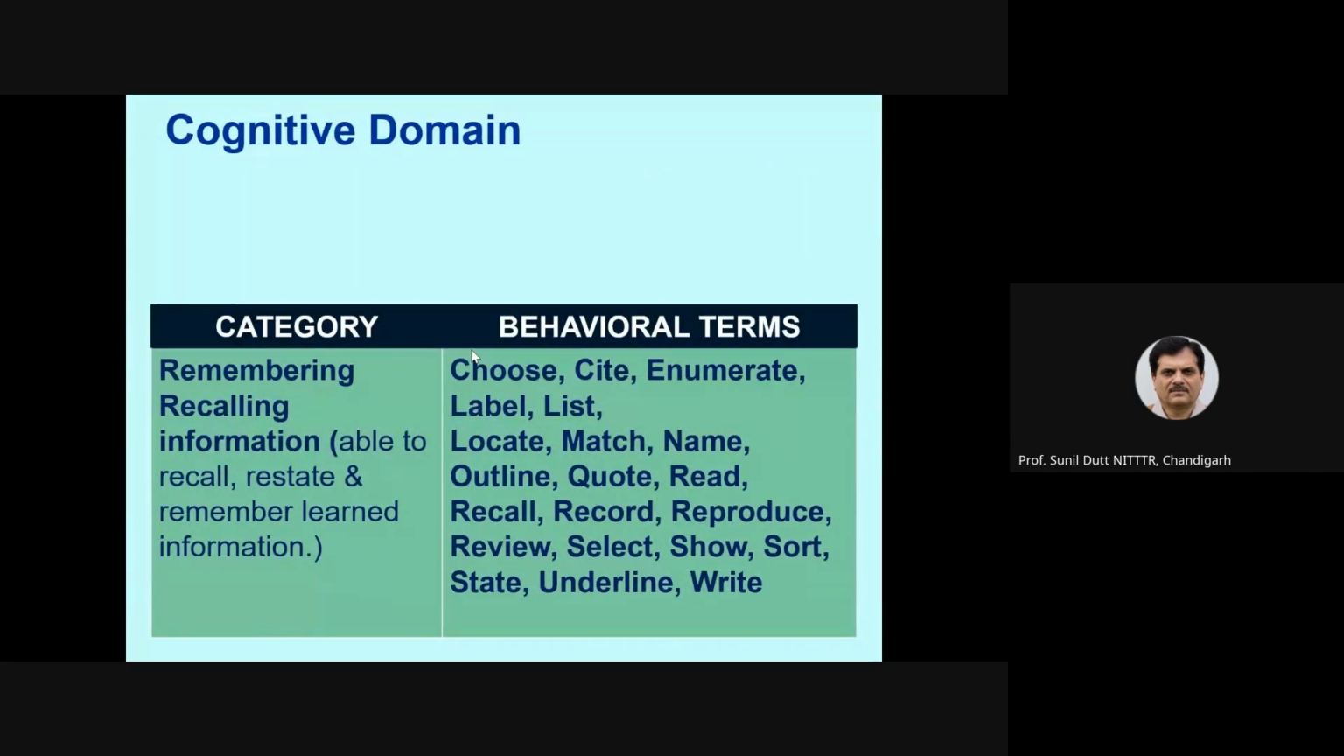Remembering, that is recalling information. When he is able to name, I say, name one sulfide ore of copper, define force, state SI unit of force. So these are not to be understood, these are simply to be remembered. That is why recall, when the student is able to recall, restate, remember the learned information. So these are the verbs which can be used to write learning outcomes at the remembering stage.